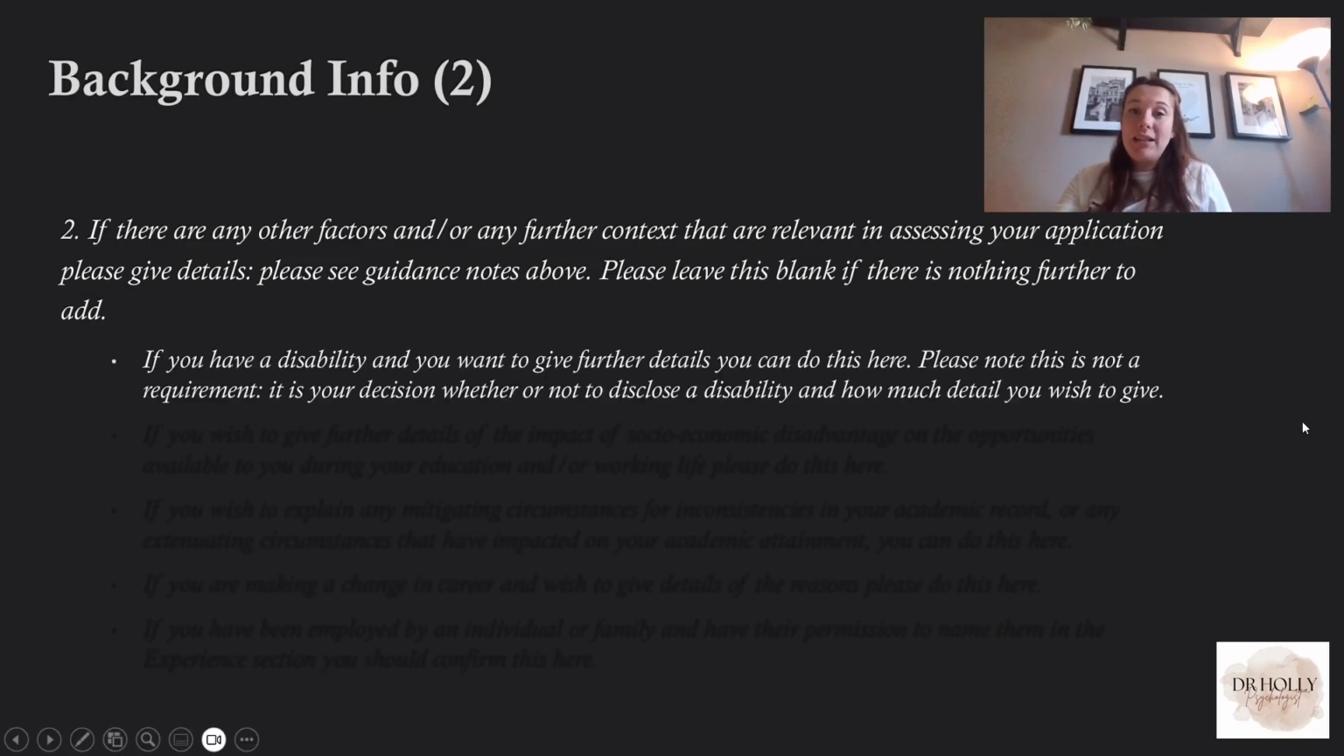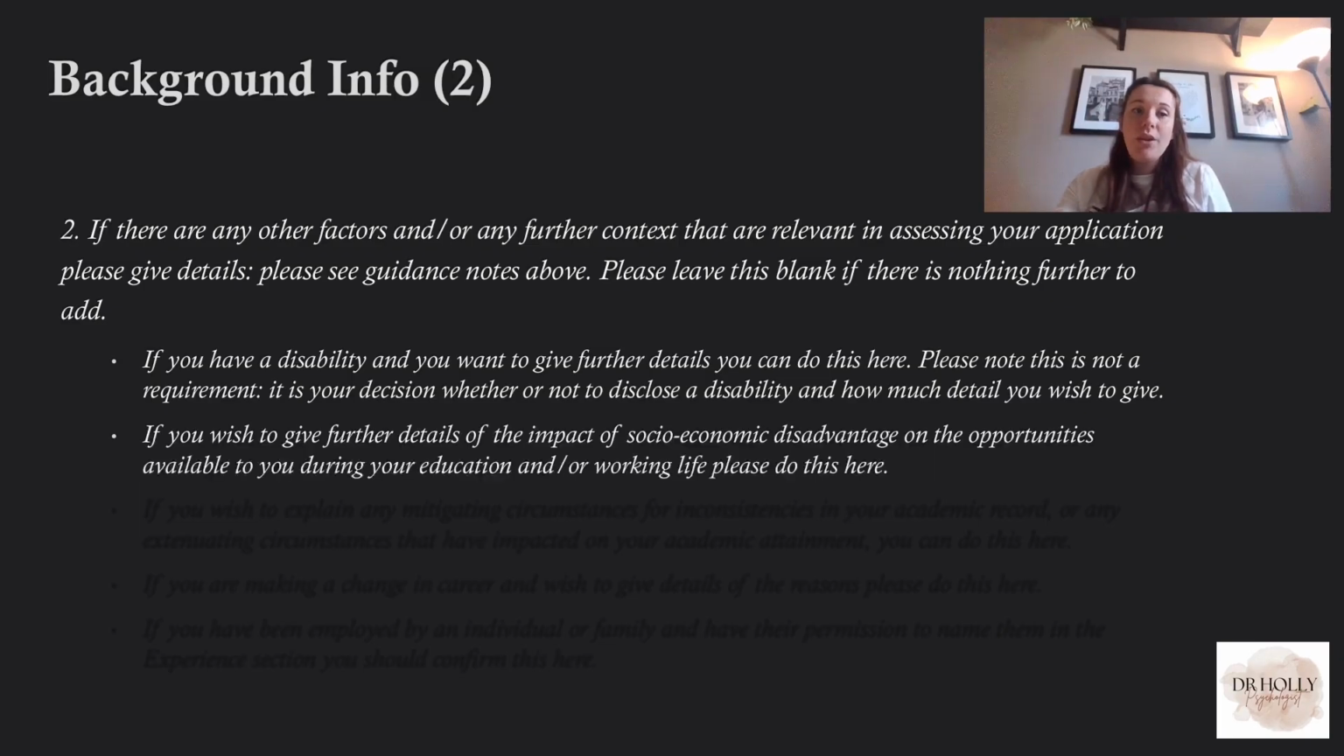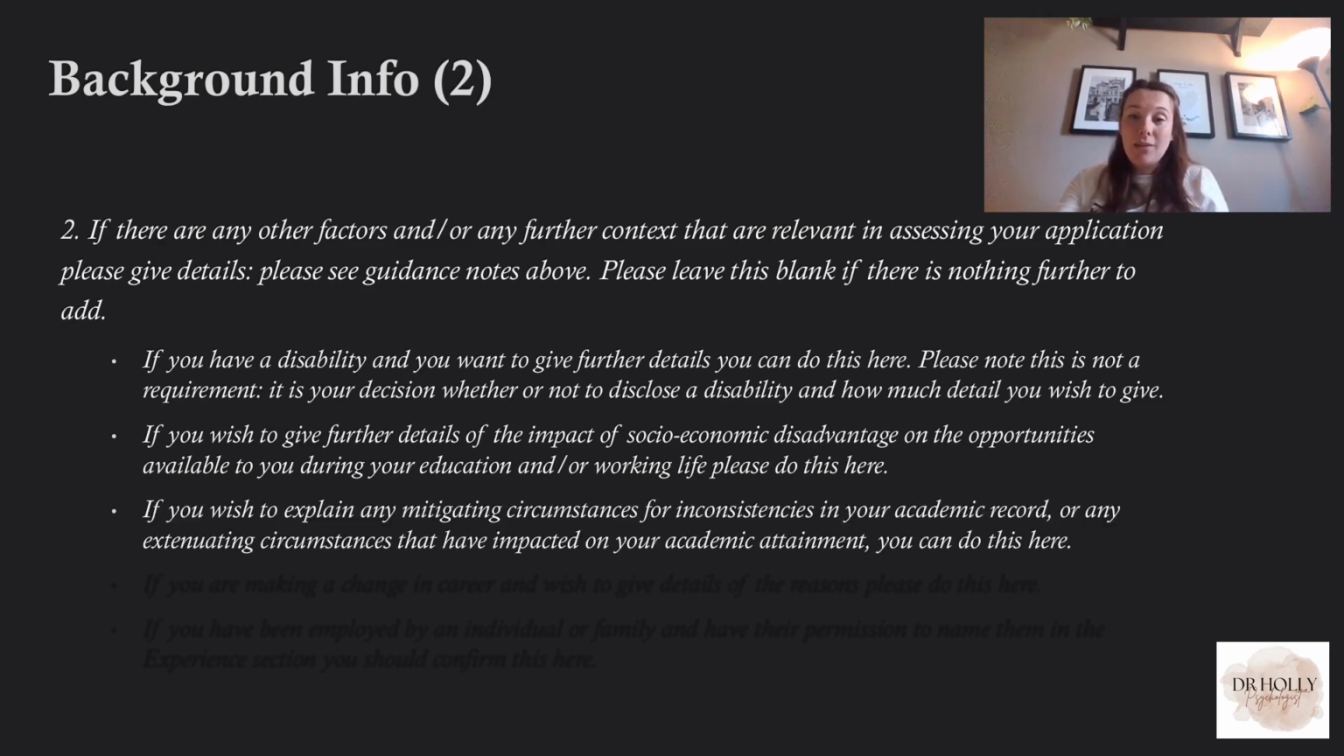But if you have a disability and you want to give further details, you can add it in here. You don't have to. It's completely your decision whether you want to disclose and how much you want to disclose. If you wish to give further details about the impact of socioeconomic disadvantage on the opportunities available to you during your education and or working life, you can do that. If you wish to explain any mitigating circumstances for difficulties or inconsistencies in your academic record, or extenuating circumstances that have impacted on the grades that you got, you can do that there.